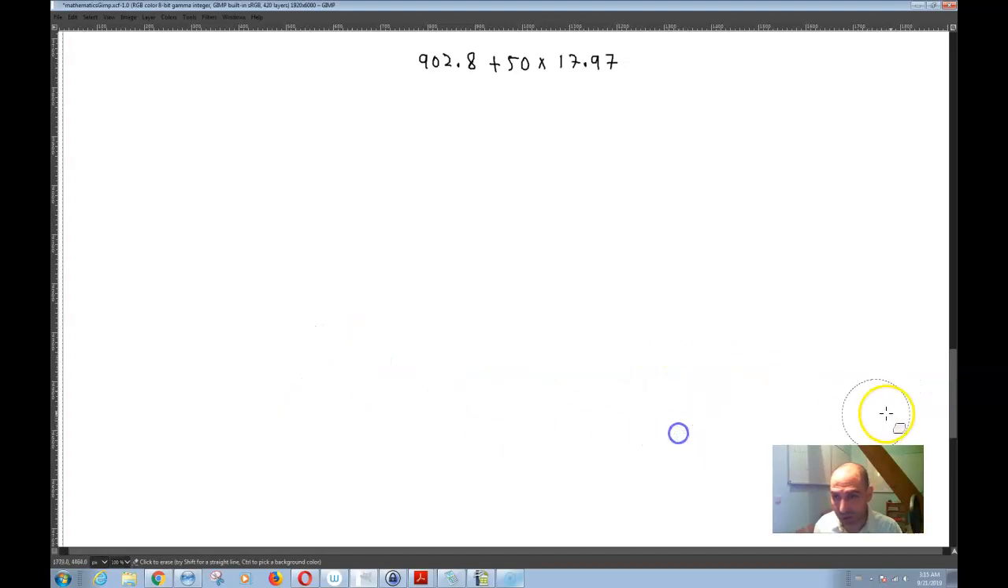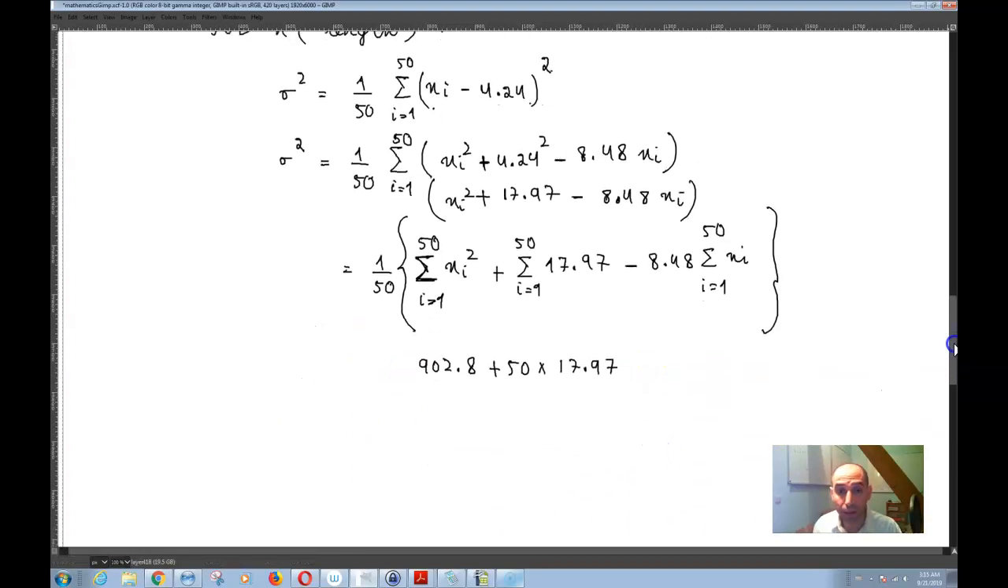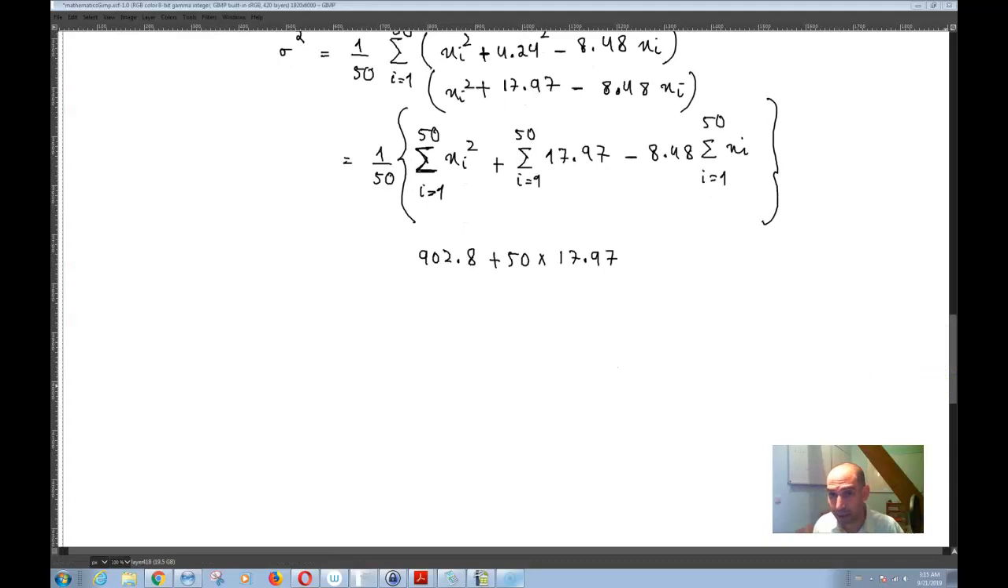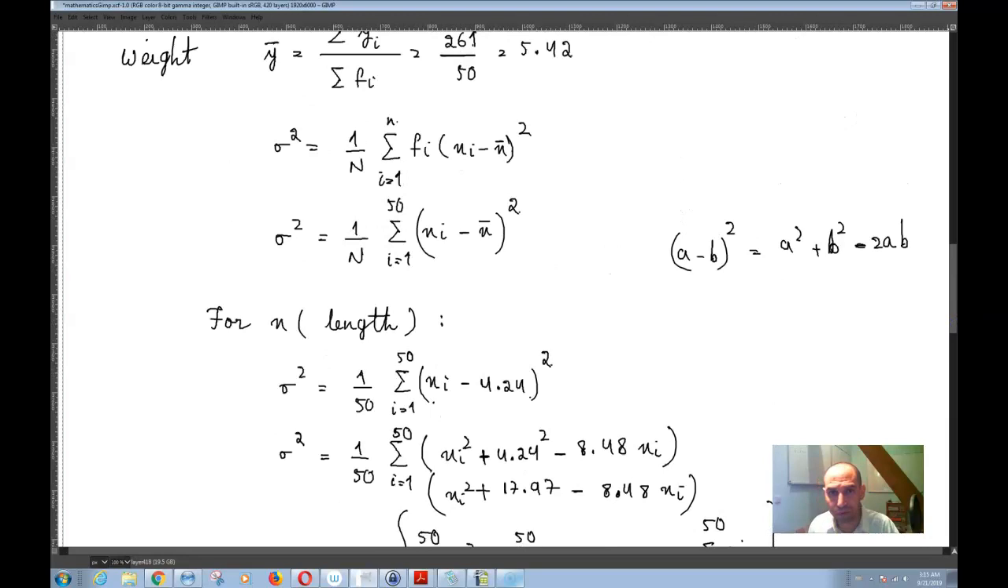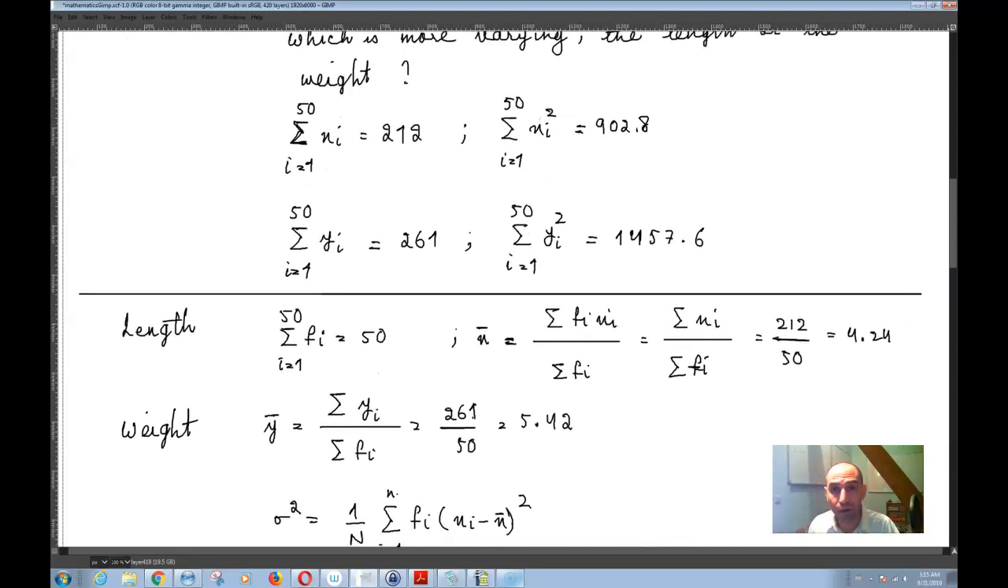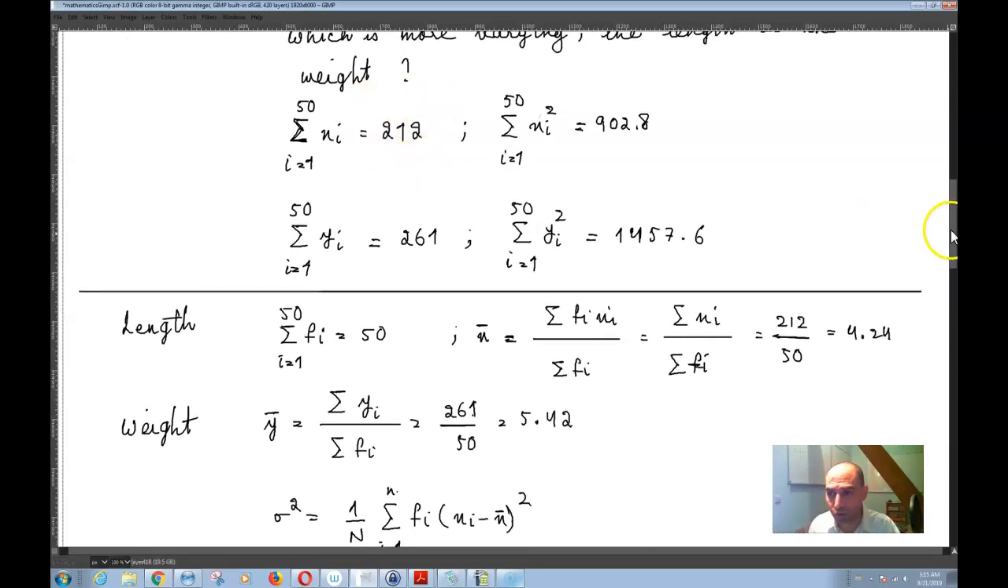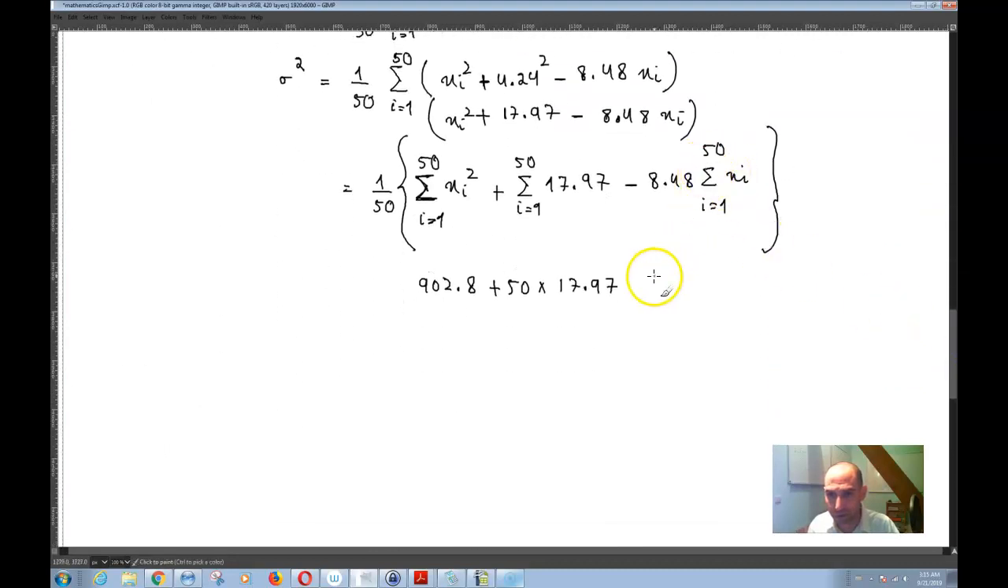Sometimes, well, it's tricky. Now, over here you have sigma x of I as I goes from 1 to 50, which is equal to 212, so I can write this as 8.48 times 212, and multiply this thing by 1 over 50, and that is going to be the value of variance for x.